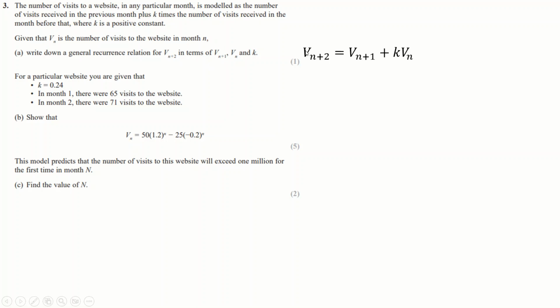Therefore, visits this month is equal to the visits in the previous month plus k times the visits in the month before that. Good. So k is 0.24 apparently, and we've got V1 is 65, V2 is 71. It just wants us to solve this recurrence relation here.